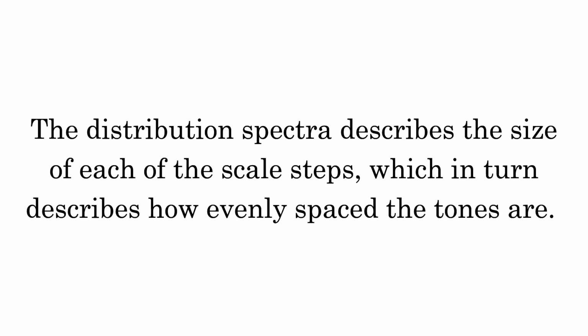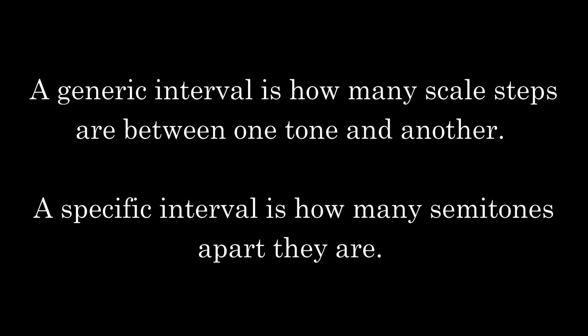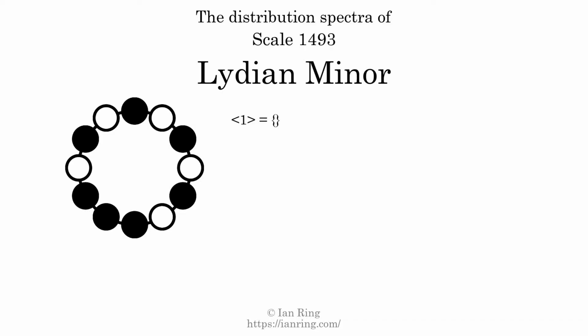The distribution spectra describes the size of each of the scale steps, which in turn describes how evenly spaced the tones are. A generic interval is how many scale steps are between one tone and another. A specific interval is how many semitones apart they are. The generic interval of one scale step comes in two different specific interval sizes, one semitone and two semitones.